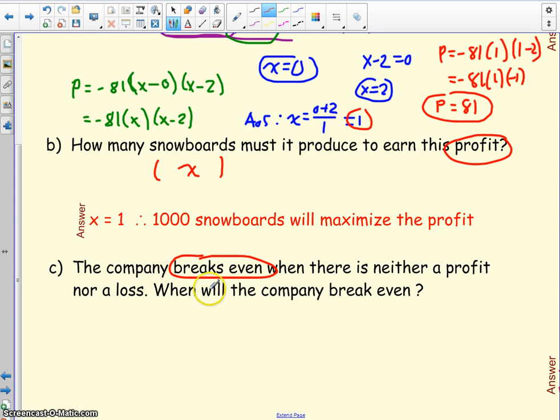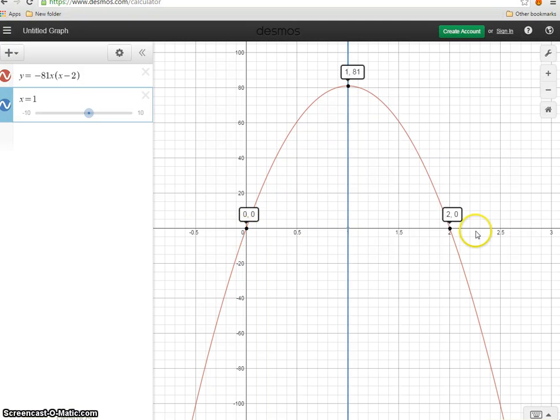So where's profit actually 0? Well, again, let's take a look at our graph. Our profit is 0 at the x-intercepts. So it's going to happen twice here. We can see it's going to be at 0 and 2. Those are the features of the graph we're looking for.